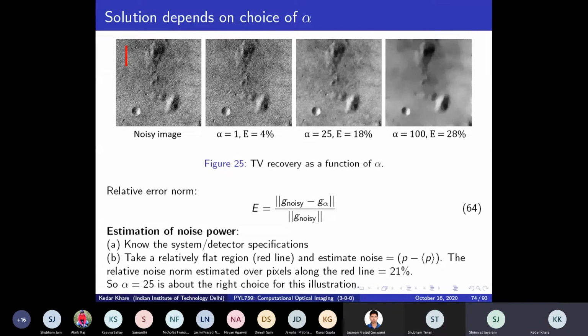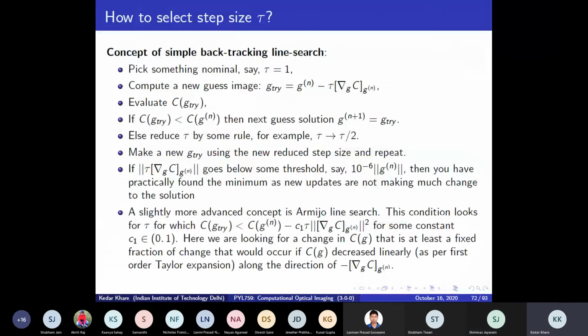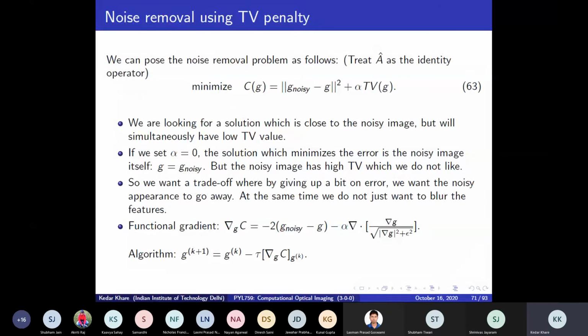I'm sorry. No. Meaning what I'm going to do is, if I fix the alpha, so suppose look at equation 63. If I have a fixed value of alpha, I have a fixed problem whose minimum I want to find. So I will keep reducing C of G, by line search or whatever, and then I will get one solution.